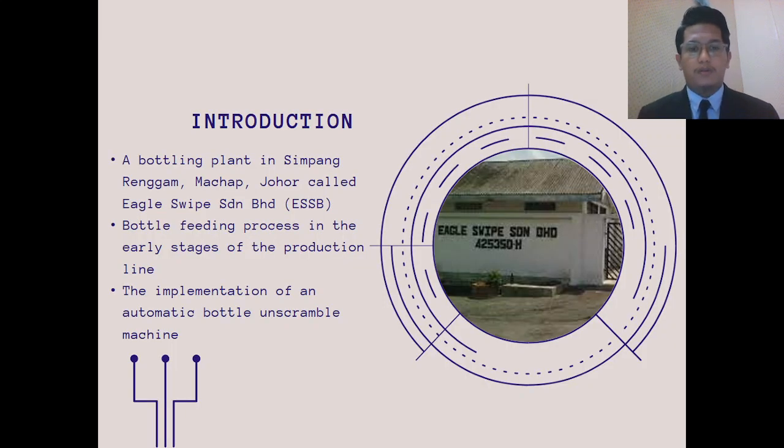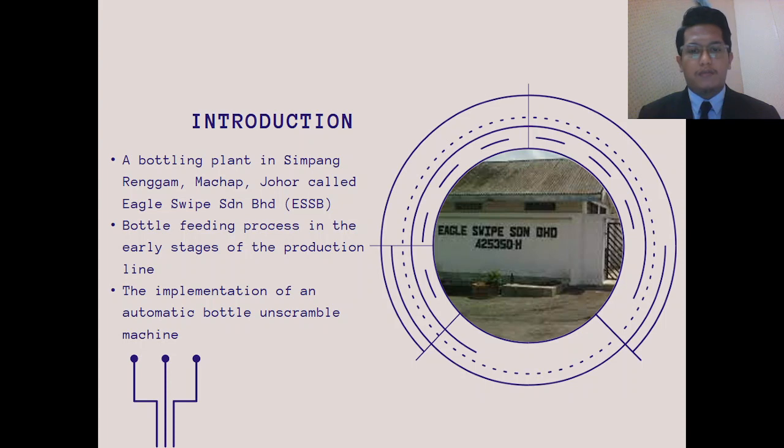For the introduction, my project is based on a bottling plant in Simpang Renggam, Machap, Johor called Eagle Swap Sunamberhat. They are fully owned by Bumiputra and started their business in 2007. They have a 200-meter deep well to supply mineral water to their factory.